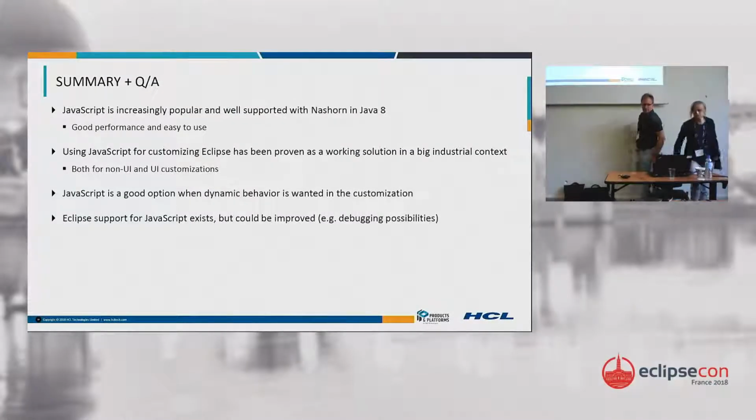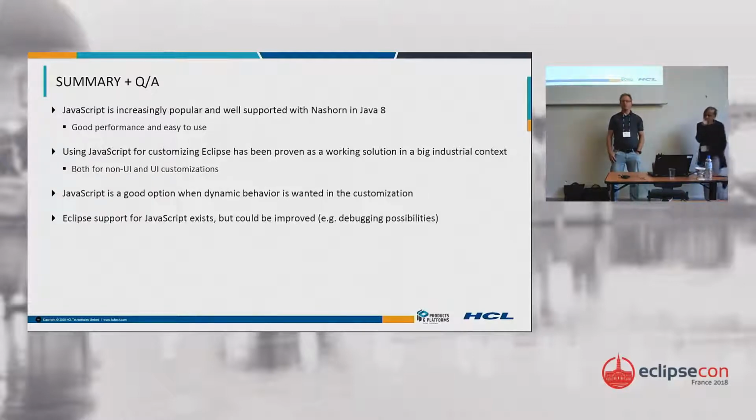So to summarize, JavaScript is a popular language, and with Nashorn in Java 8, it is now very well supported. It has good performance and it's easy to use. And we have found that it's very possible and good to customize Eclipse using JavaScript. As Elena said, it has been proven in this industrial context, both for non-UI and UI parts. In particular, we think that JavaScript is a good option when you want dynamic behavior in your customization, a dynamic language. And there is support for JavaScript in Eclipse, but it could be improved, and in particular, the debugging possibilities could be improved.